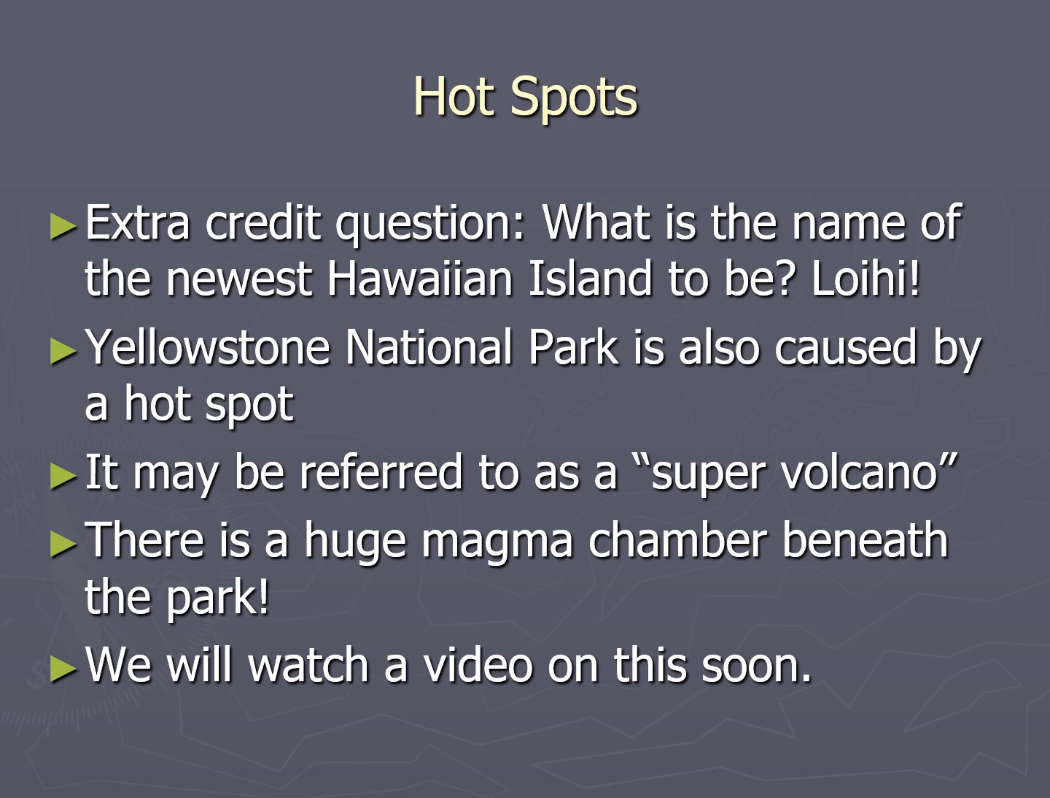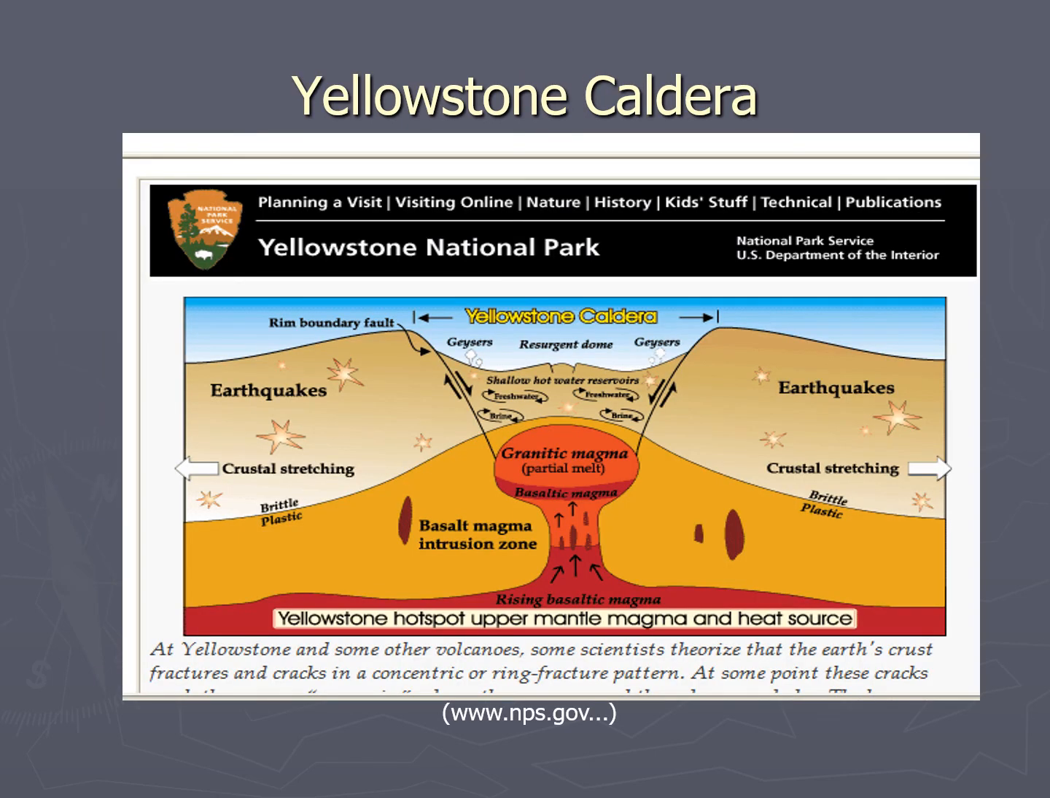Extra credit question. What is the name of the newest Hawaiian island to be? It's called Loihi. Now, Yellowstone Park is an example of a hotspot in a continental setting, and we can refer to it as a supervolcano. There's a huge magma chamber just 5 miles beneath the park, and we don't have time to watch a video on it. Long before COVID, we ran out of time for that.